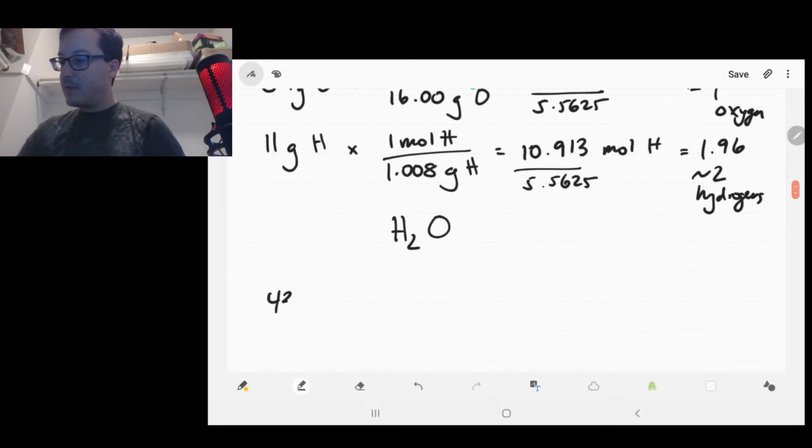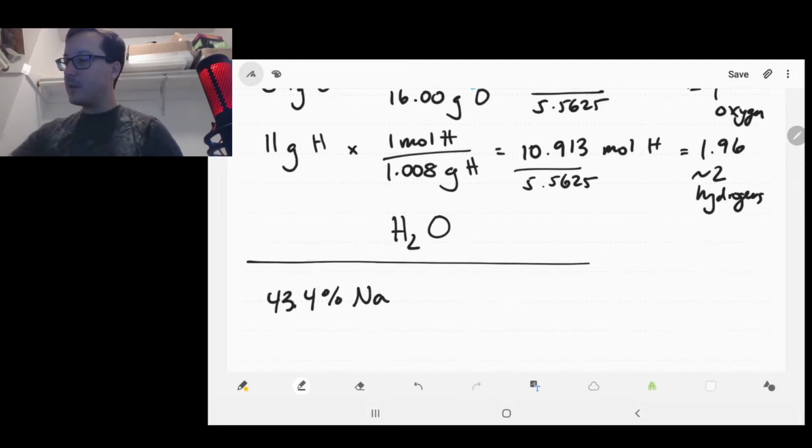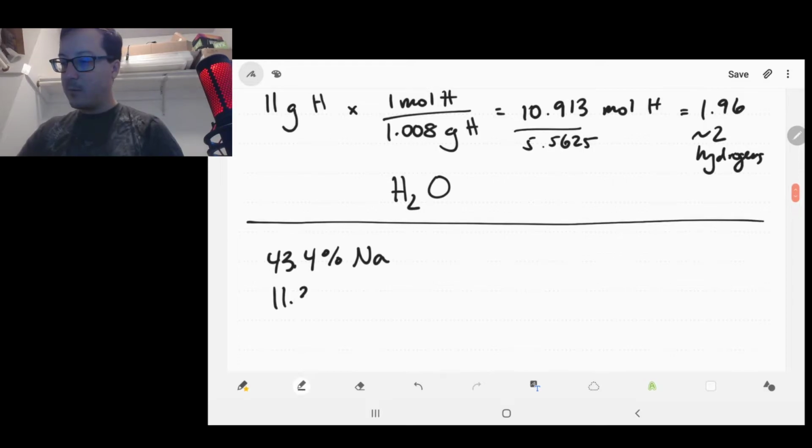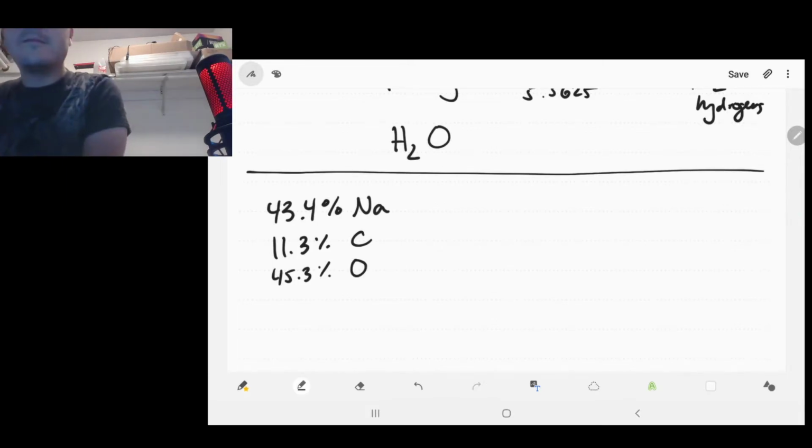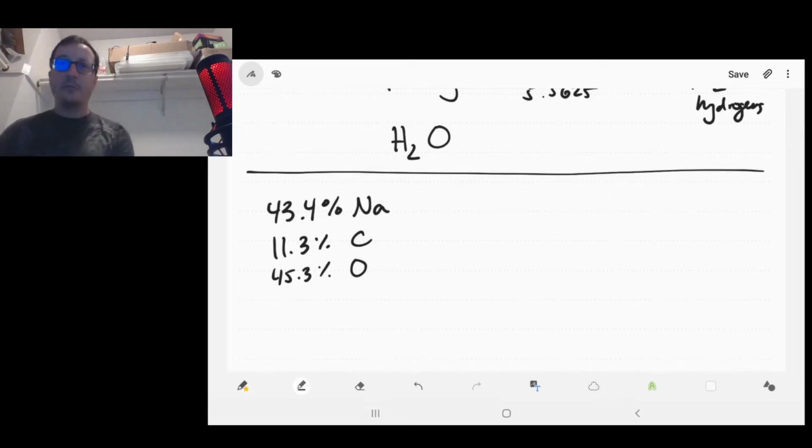Let's say we have something that is 43.4% sodium. Let's do another example. It's 11.3% carbon. Sorry, there's a decimal there. And there's also 45.3% oxygen. Generally, while I didn't do that in the first example, I'll give these to you in the order that you should write the formula. For example, you'll write sodium first, then carbon, then oxygen in your formula. So we'll do that. So, step 1.